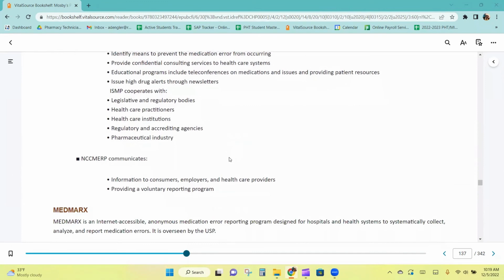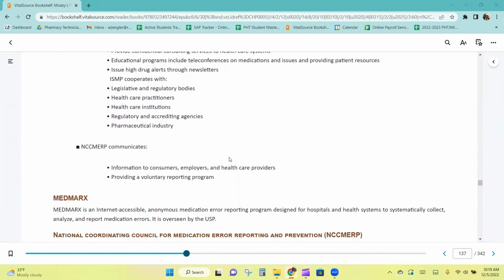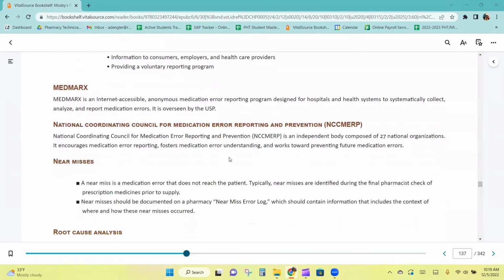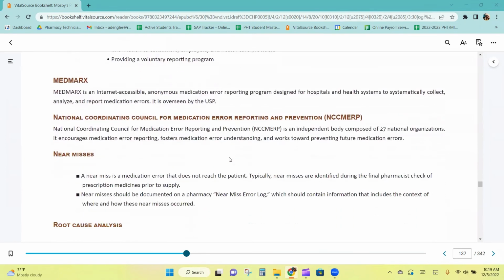The NCC MERP communicates information to consumers, employers, and healthcare providers, and provides a voluntary reporting program. MedMarks is an internet accessible anonymous medication error reporting program designed for hospitals and health systems to systemically collect, analyze, and report medication errors. It is overseen by the USP, the United States Pharmacopoeia.